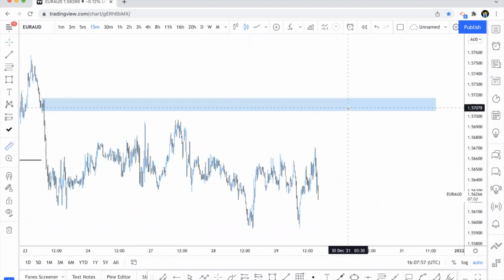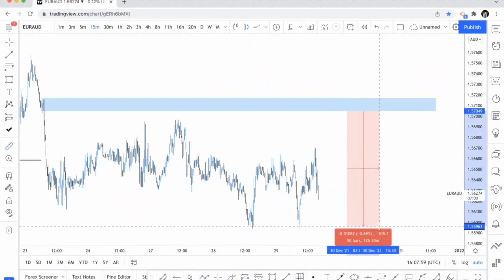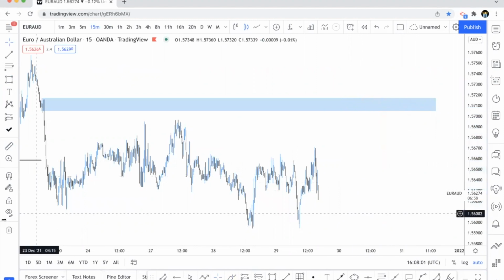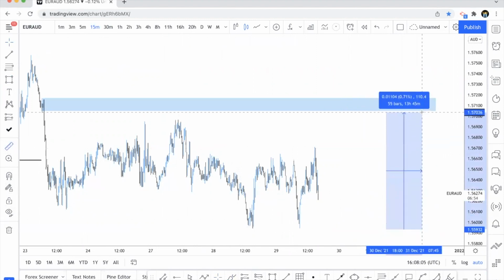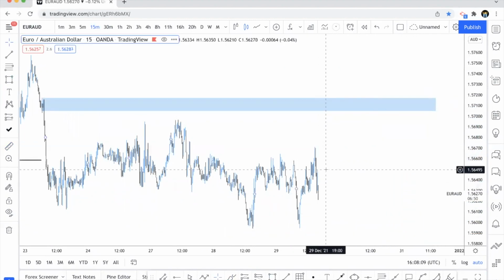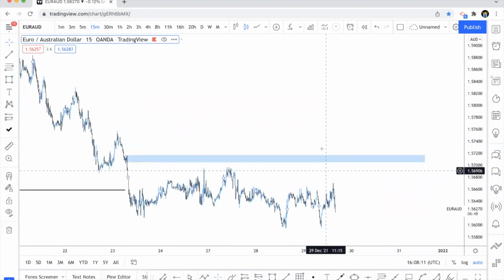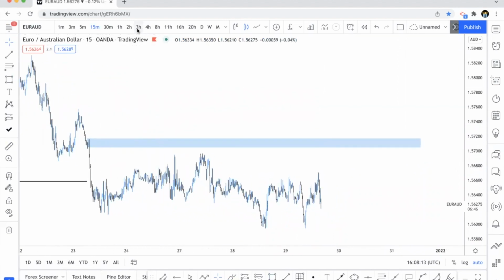Let's see how much this would be. If you sold it from here to here, it would be probably, I think I just saw 109 pips from here to here. Let's see. About 112 pips right there. So this is still really nice. It's a really nice pip amount. So that's what I would typically do.